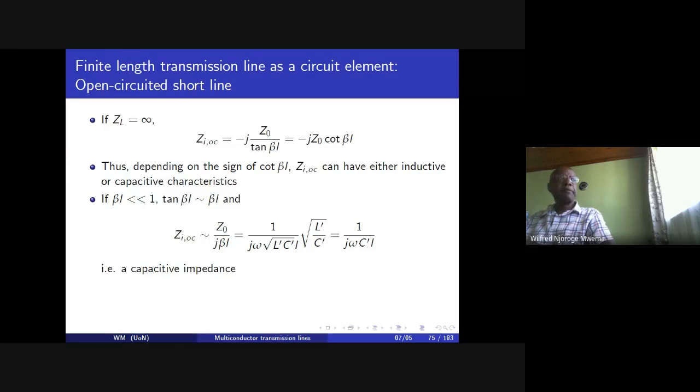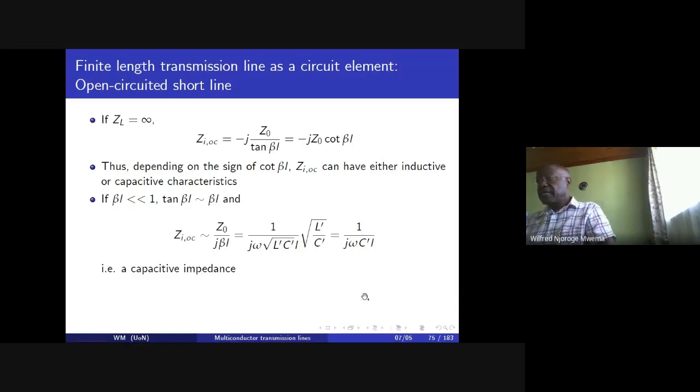Remember, C prime was the capacitance of the line per unit length. We multiply it by the length of the section of line, and therefore C prime L is equal to a capacitor. And we see that Zi open circuit for that line is going to be a capacitive impedance, or the impedance of a capacitor of value C prime multiplied by L.